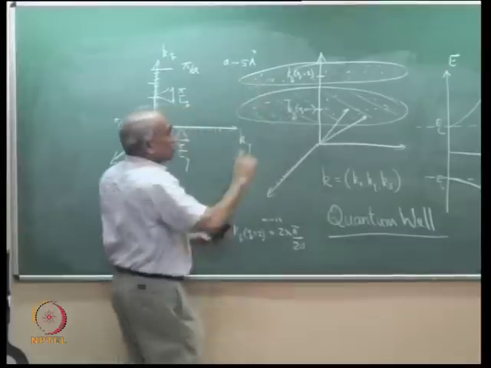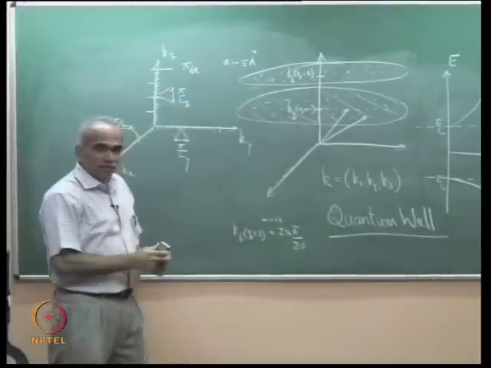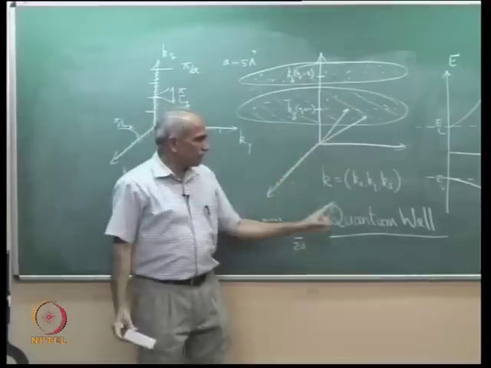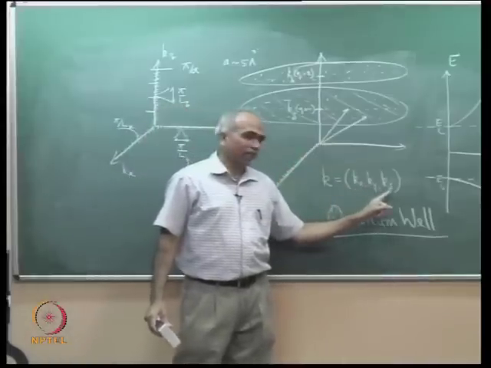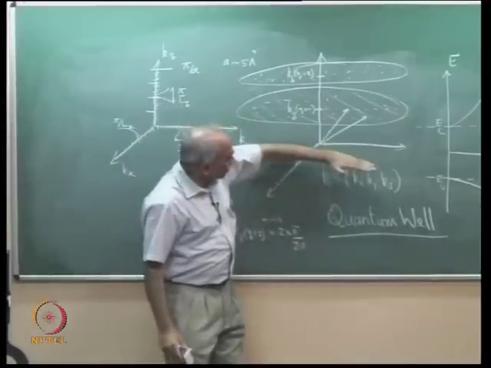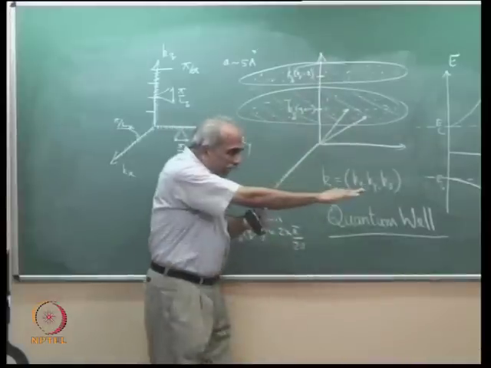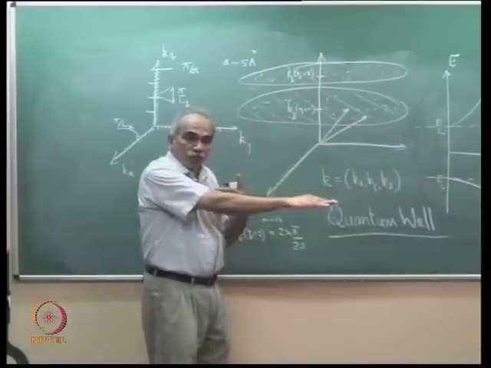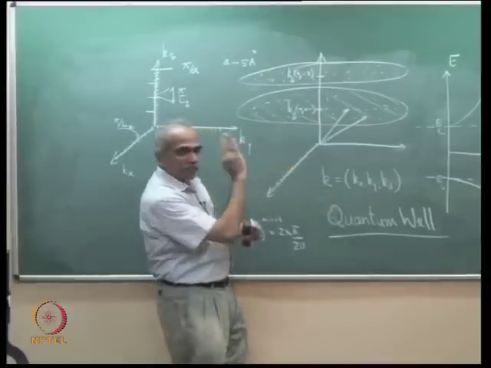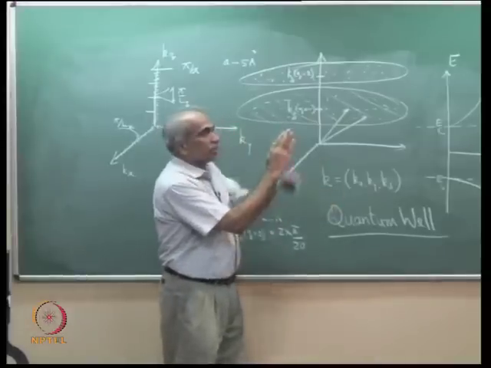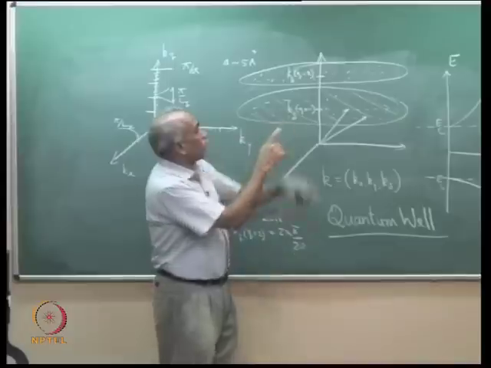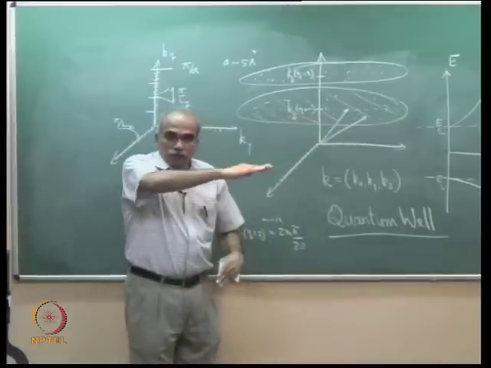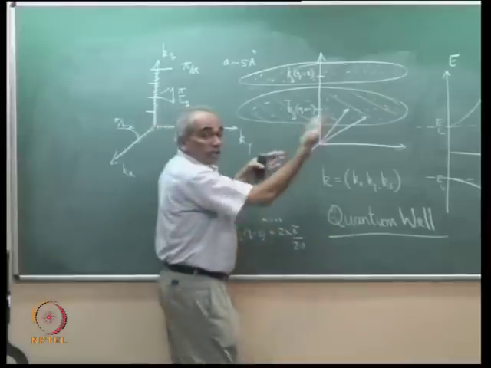If you have not followed, just hold on, it will become clear. All k values must have non-zero kx, ky, kz. For propagation, unless you are propagating exactly in this plane, when kz is 0, at any angle, the first thing is kz must have a value equal to this, which means it should lie on the first plane. Where else can it lie?